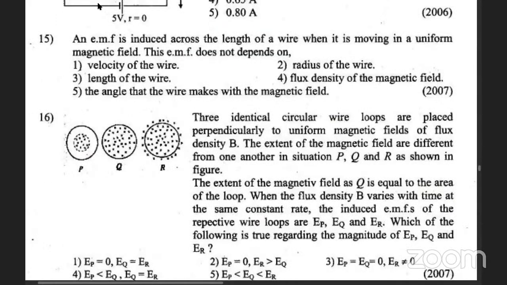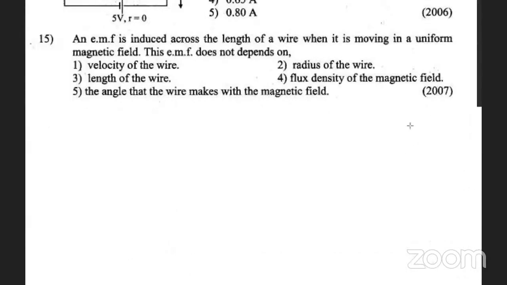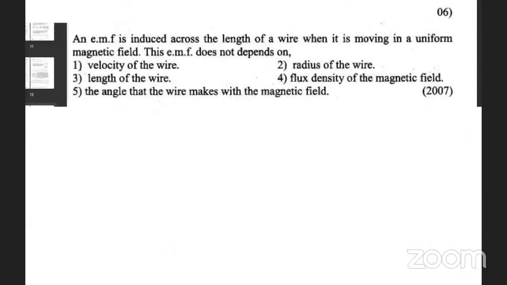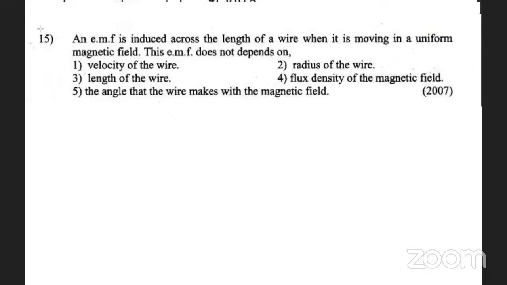And then let's move on to the next part, that is a question from 2007. So what does this say? All right, now I think we will have to include a certain part to our note. I think I missed including this. So let's include this to our note. Sorry, yeah, 15th one. That is from 2007. An EMF is induced across the length of a wire when it is moving in a uniform magnetic field.